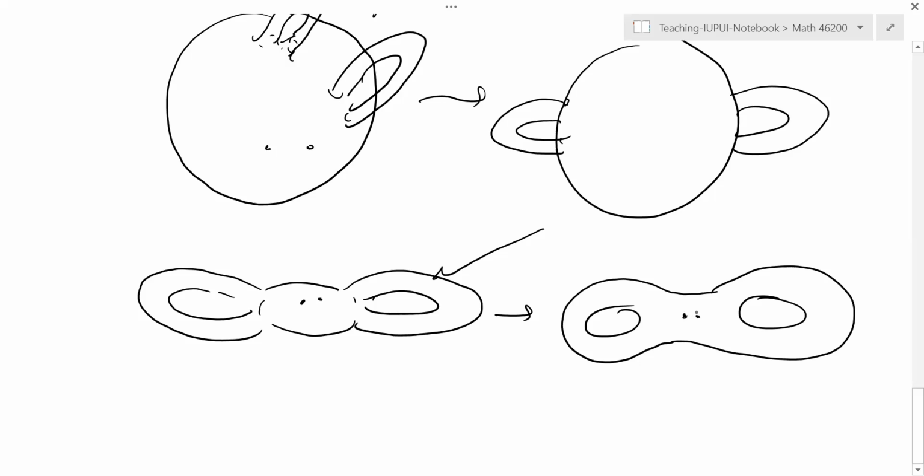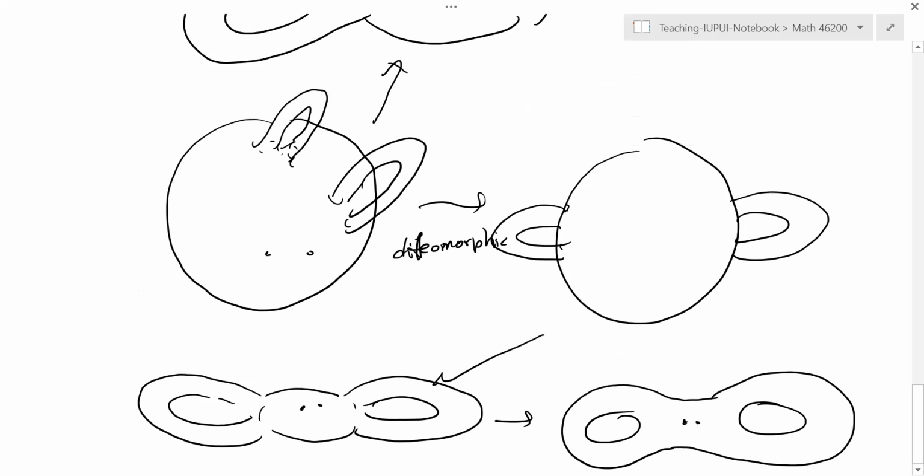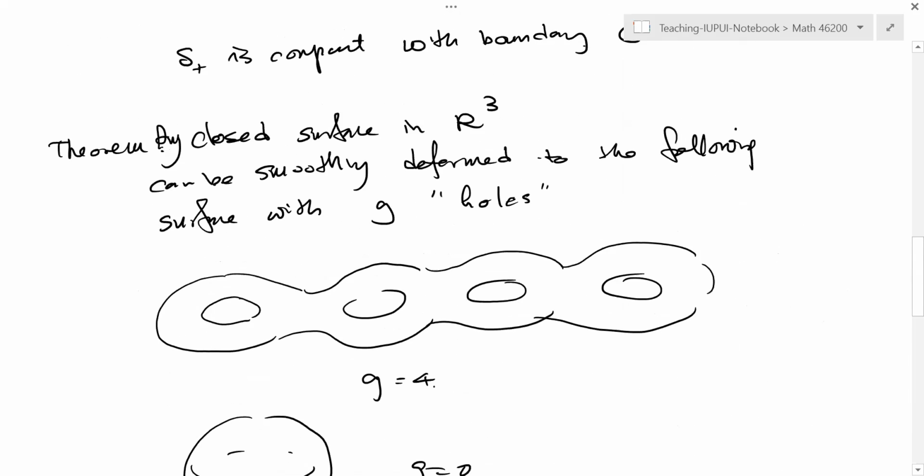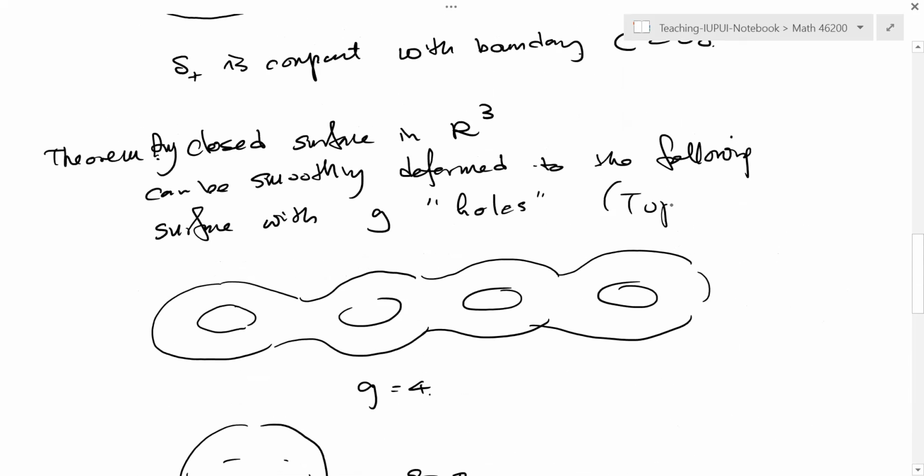This is diffeomorphism actually. You can smoothly deform means they are diffeomorphic to each other. Geometrically they're different, okay, but topologically they're the same. So this is a topological theorem actually. Yeah, this is the topological theorem. Topology.